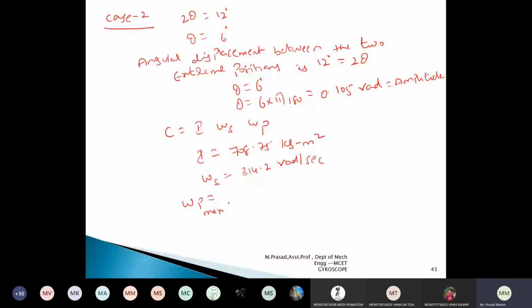What is the formula for the maximum angular velocity along the precession motion? That is given as the amplitude of the ship, A, multiplied by omega naught. What is omega naught? Omega naught is the angular velocity in simple harmonic motion.